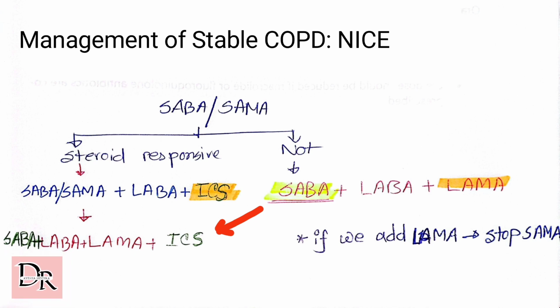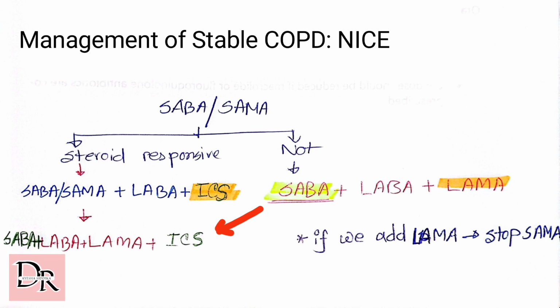If yes, then we will provide SABA or SAMA plus LABA plus ICS, inhaled corticosteroid. Then if the patient is not steroid responsive and there are no asthmatic features, we'll provide SABA plus LABA plus LAMA. If we add LAMA, we must change SAMA to SABA. We do not need to give SAMA and LAMA together. So we can provide SABA and LABA together.